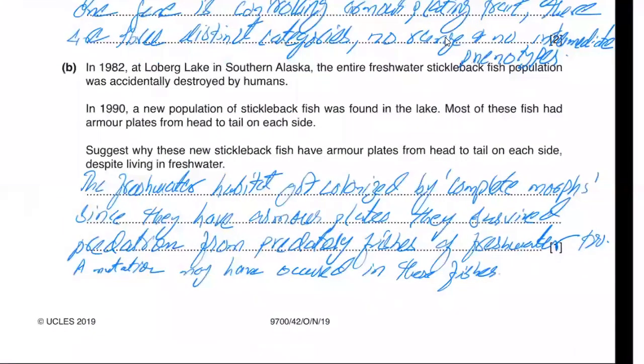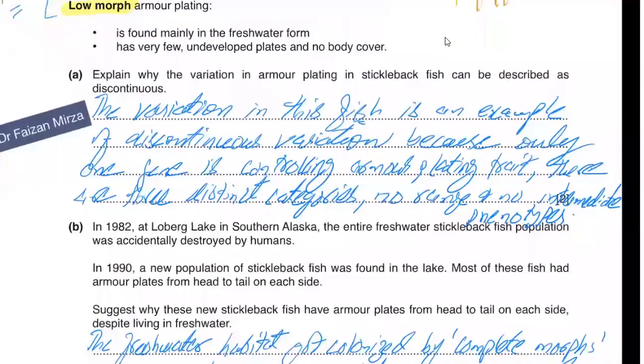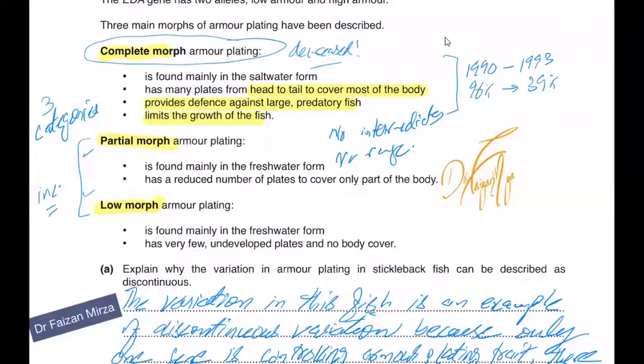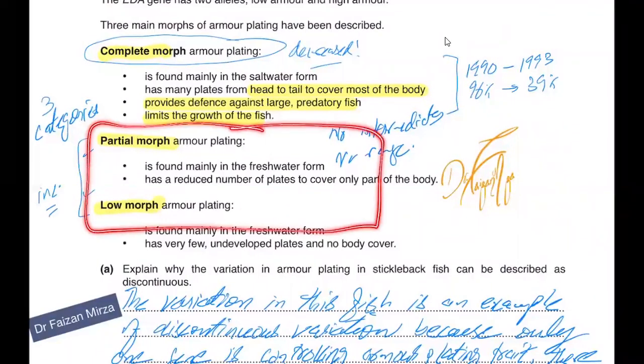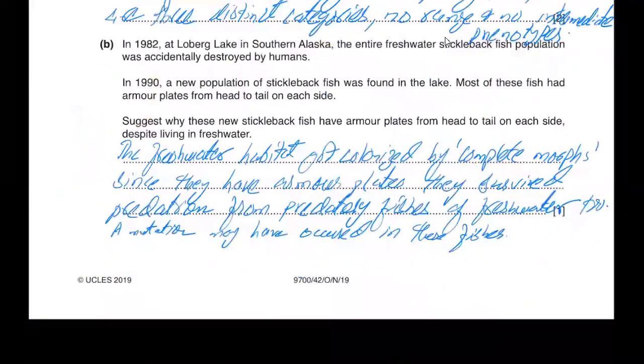In 1982, they are saying that in this lake the entire freshwater fish population was accidentally destroyed by humans. The freshwater fish that were destroyed by humans, which one would this be? So freshwater ones are these. These were the ones that got destroyed because they are the ones that are found in freshwater. Okay, so they were accidentally destroyed.